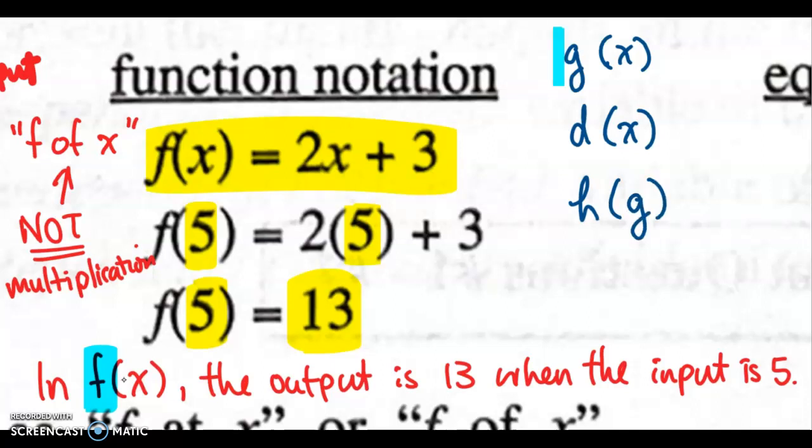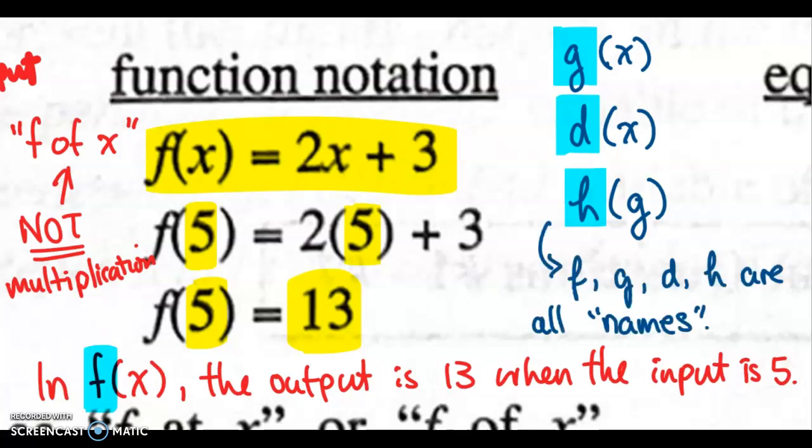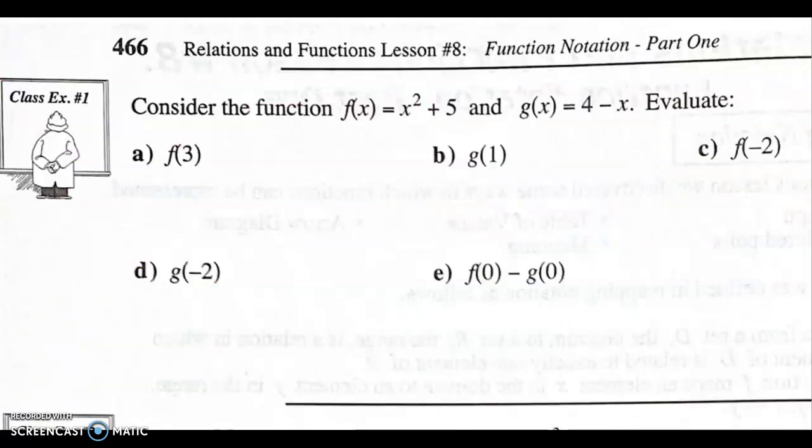What's going on here is that g, d, and h are names that we are giving to these functions, or names we're giving to these equations. And the name symbolizes that it is a unique function in a particular scenario or a particular problem. On page 466, we'll see some examples here.